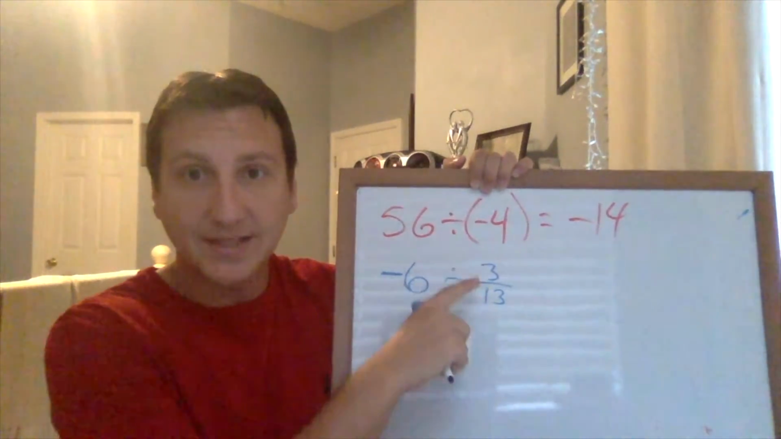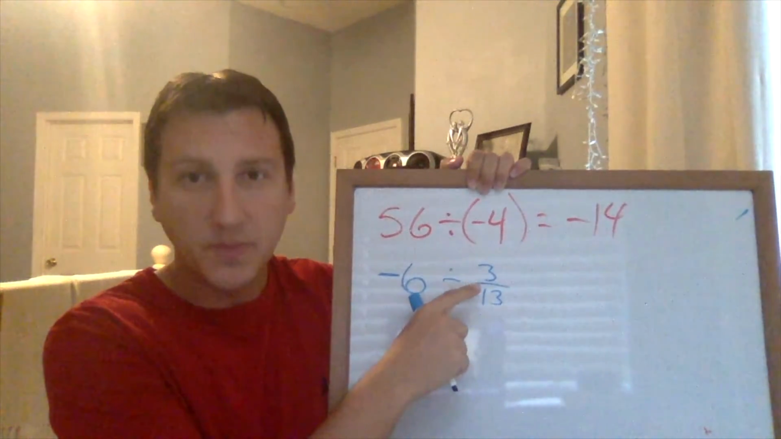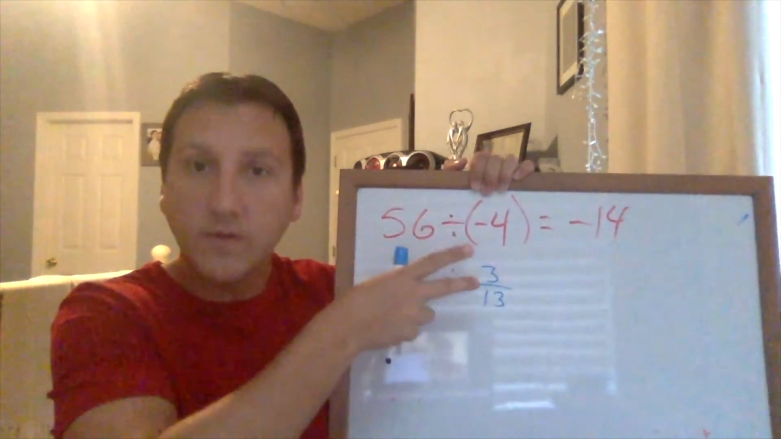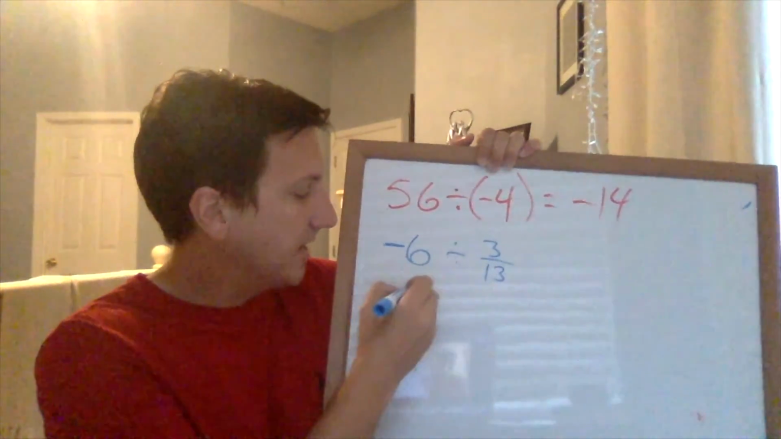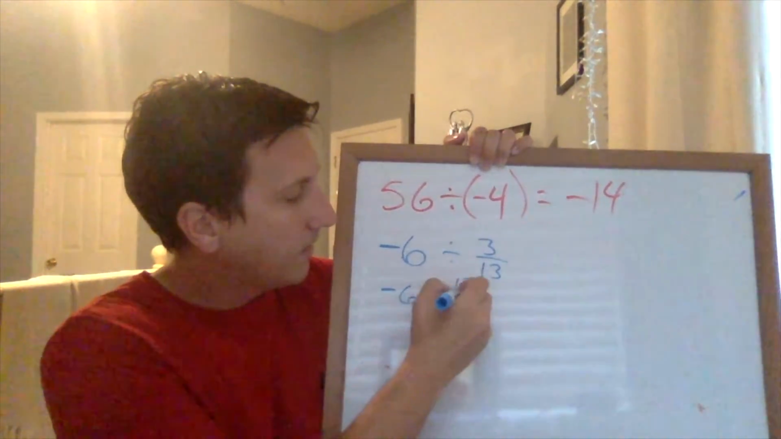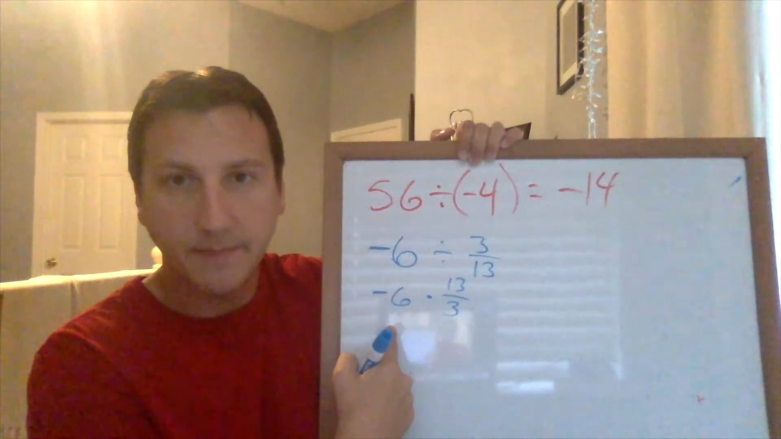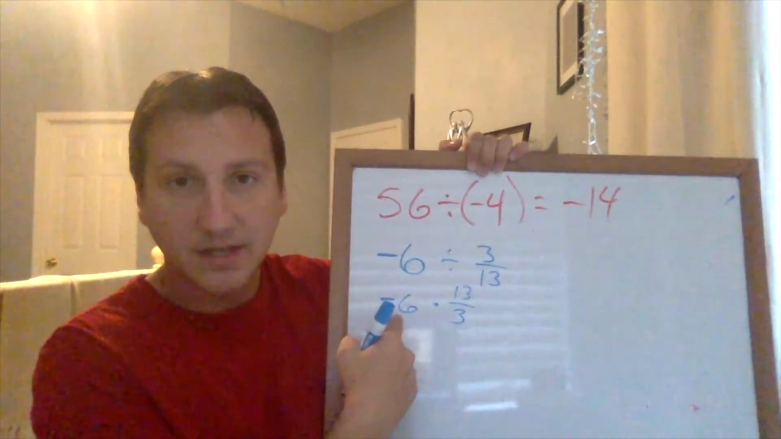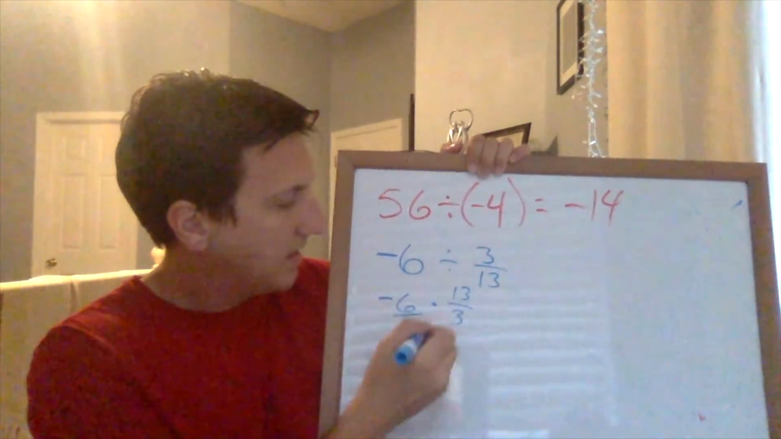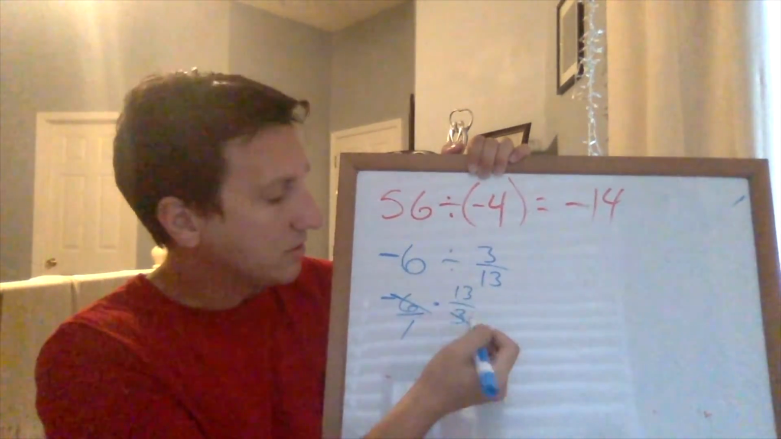In other words, you take the second fraction or the second term here and you reciprocate it or you flip it, the inverse, and then you change that to multiply. So that would become negative 6 times 13 over 3, okay? I just flipped this and changed the sign, all right? And now because I know negative 6 is the same as negative 6 over 1, I can simply cross multiply, or excuse me, cancel out.